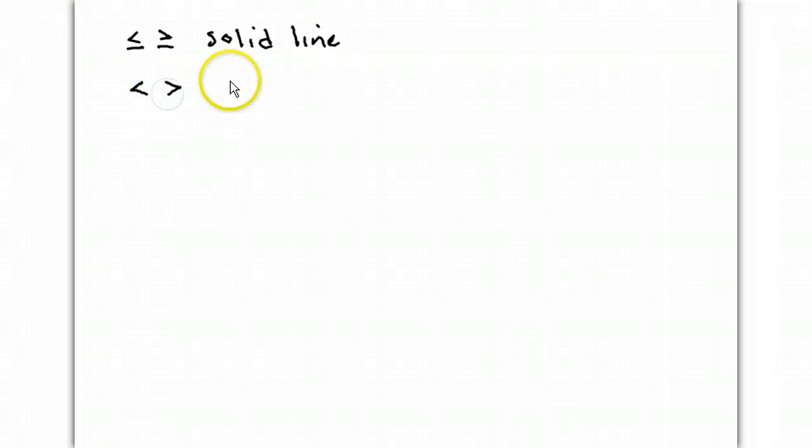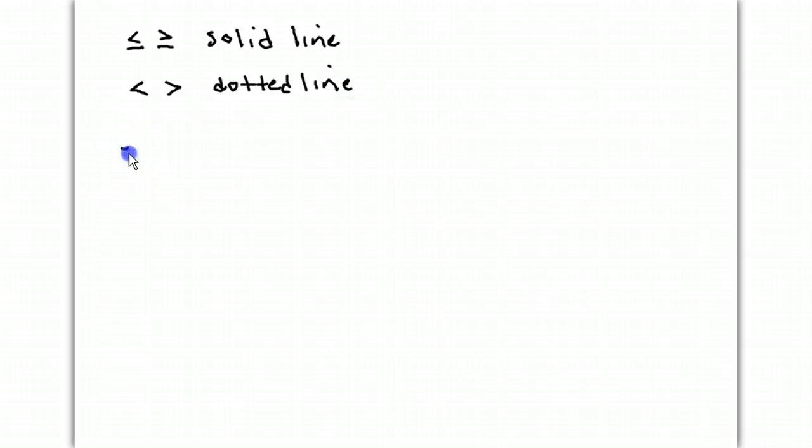If you have less than, greater than, less than or equal to, or greater than or equal to, then that means you have a solid line when you're drawing. If you have strictly less than or strictly greater than, then that means you have a dotted line. And you'll see what I mean as we graph a couple.